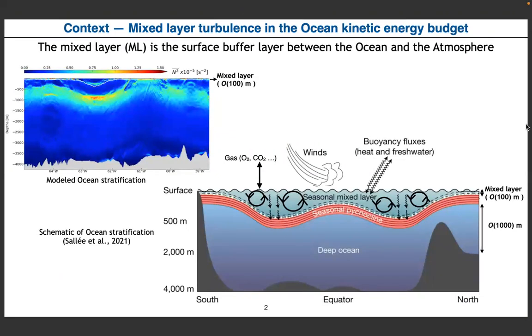It is a surface buffer layer between the ocean and the atmosphere. And from this modeled vertical section of stratification, we can see that it is a very thin layer, denoted by the thin white line here. So it's a very thin layer of quasi-uniform density and therefore weak stratification. The mixed layer is forced by the atmosphere, and it hosts an intense turbulence, which ultimately dissipates energy and does intense vertical mixing.